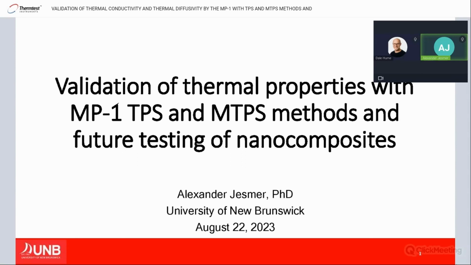So as was just introduced, we'll be talking about validating thermal properties using two different transient methods, the transient plane source and the modified transient plane source method on the MP-1 platform. And also at the end of the talk, a little bit of future testing with polymer materials and composites.